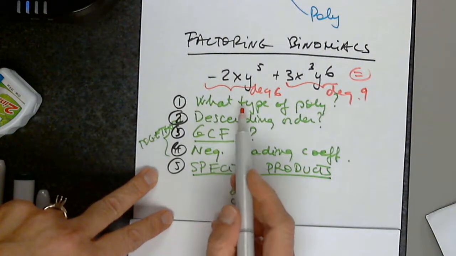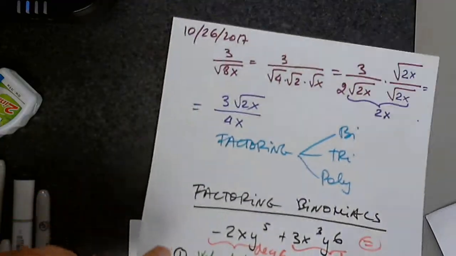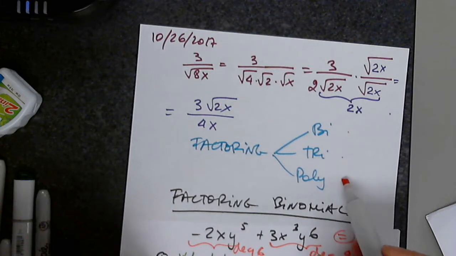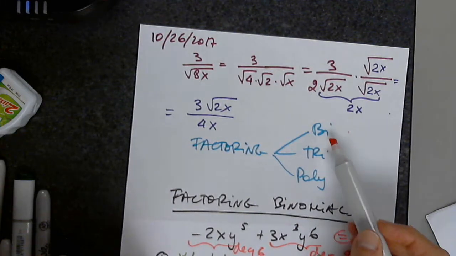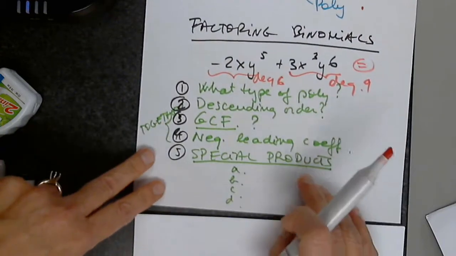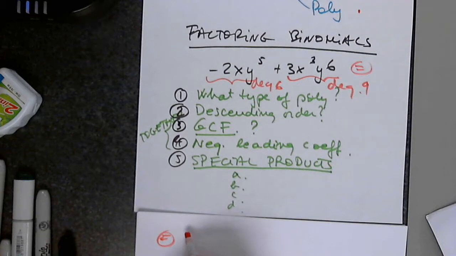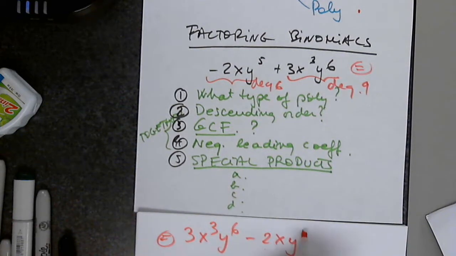Number 1, what type of polynomial? And we have 3 possible answers. It's either a binomial or a trinomial or a polynomial. So I will rearrange this polynomial as 3x cubed y to the 6th minus 2xy to the 5th.